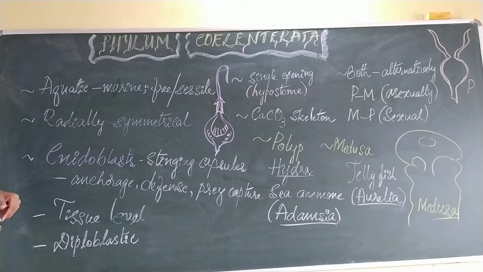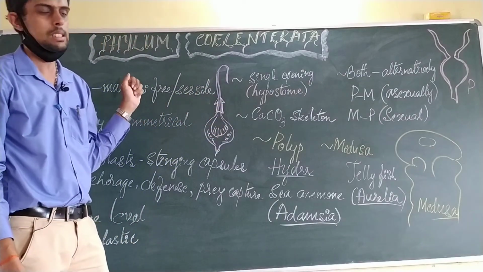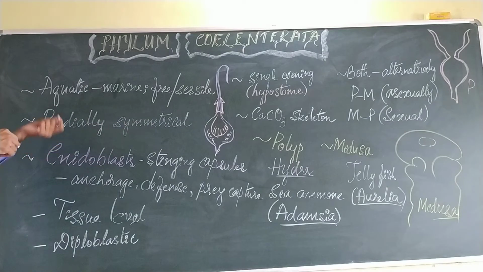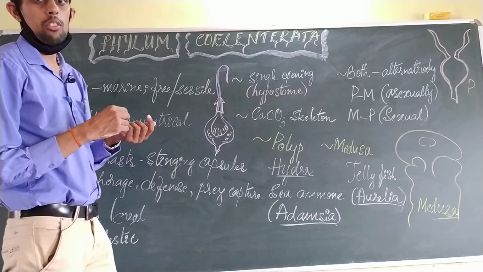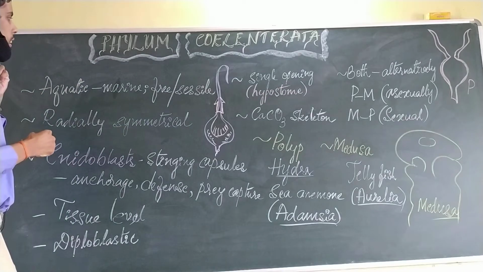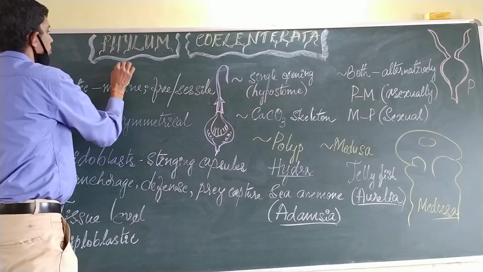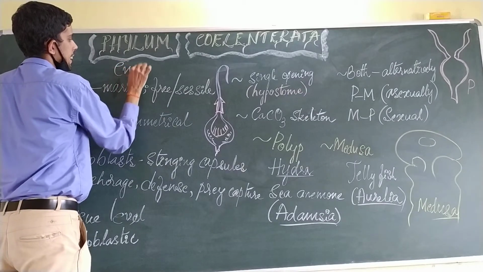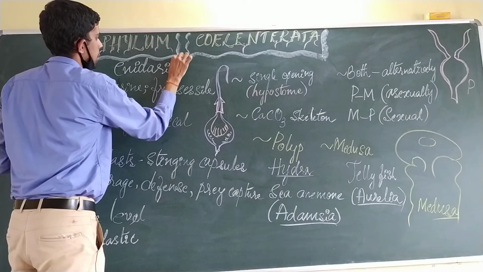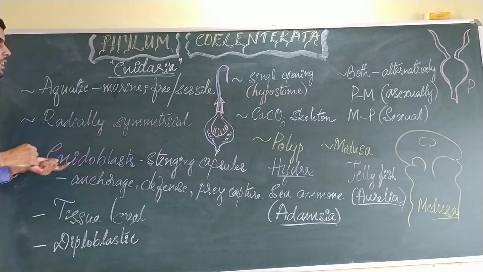Welcome back, students. In the previous class, we discussed the first phylum, that is Porifera, right? So in this class, we shall move on and study the second phylum, that is the phylum Coelenterata. Here, the Coelenterata is also called the phylum Cnidaria, because of a specialized cell that we will discuss now.